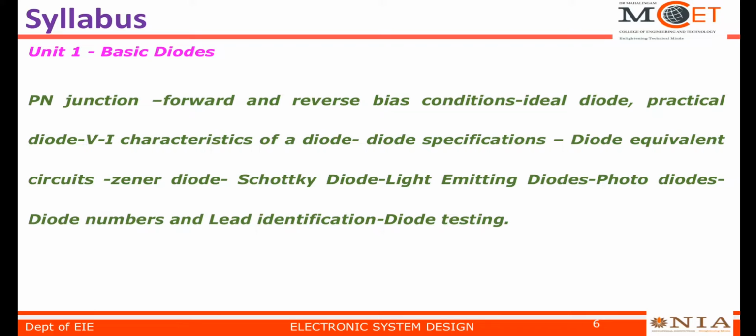Then after that, the working condition of diodes in some specific application devices like LEDs, photodiodes, etc. will be learnt. Adding to this, we will also learn about diode numbers and its polarities along with the LED identification and diode testing. So these are all the concepts that are to be covered in our first unit.